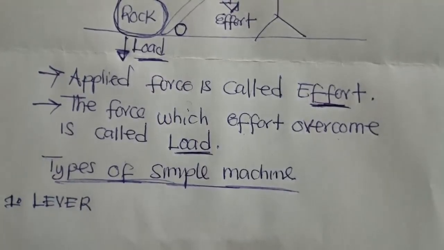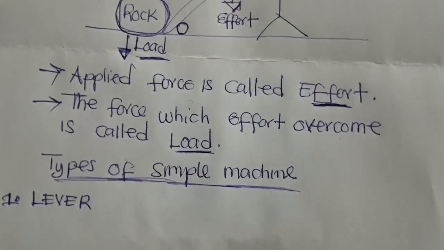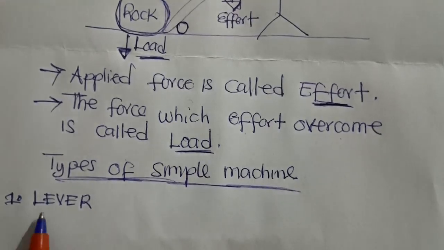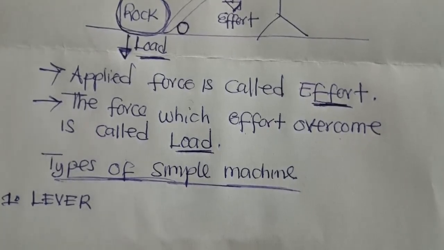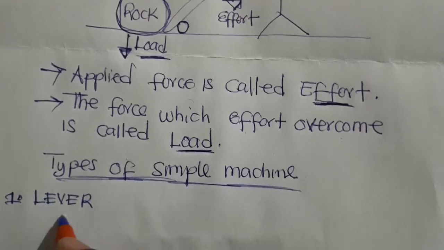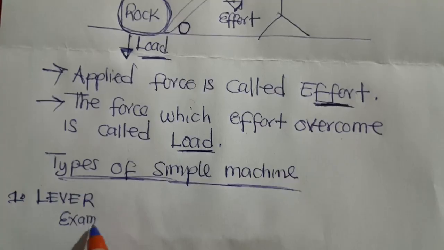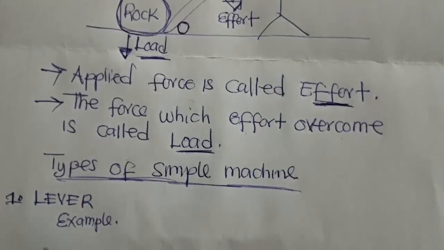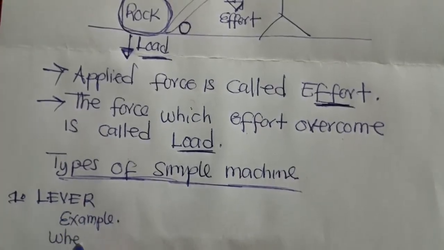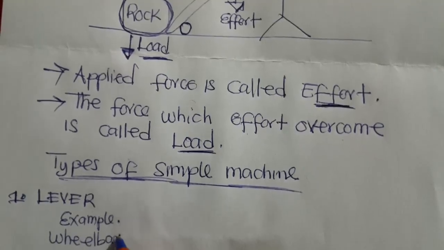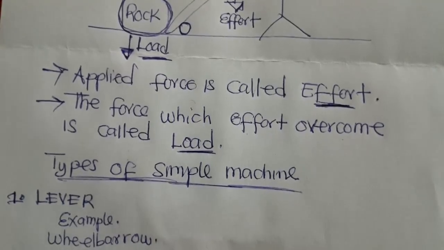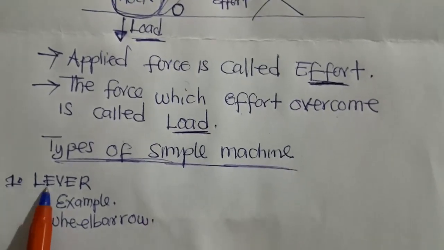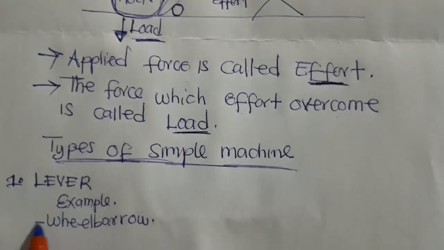The first one is called lever. Have you seen? This is a type of machine. It is called a lever. So you ask yourself, lever, what type of machine is this? Let me talk about examples, maybe you are going to understand. For example, we've got a wheelbarrow, like this. A wheelbarrow is an example of a lever. This is a machine.